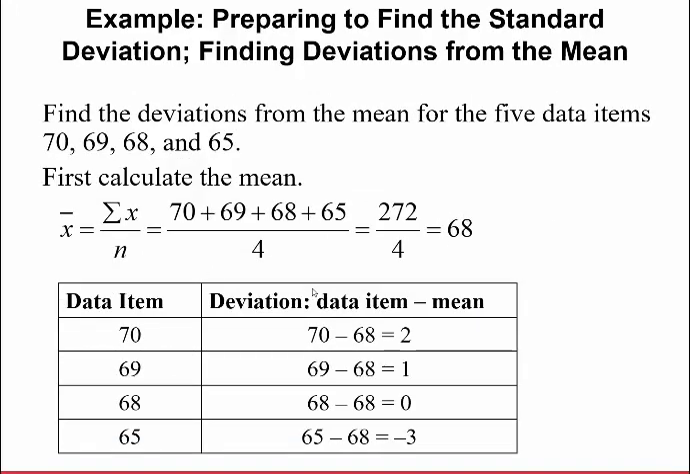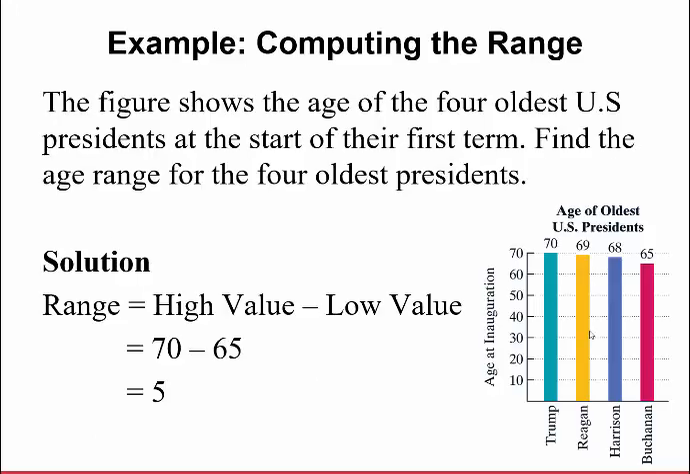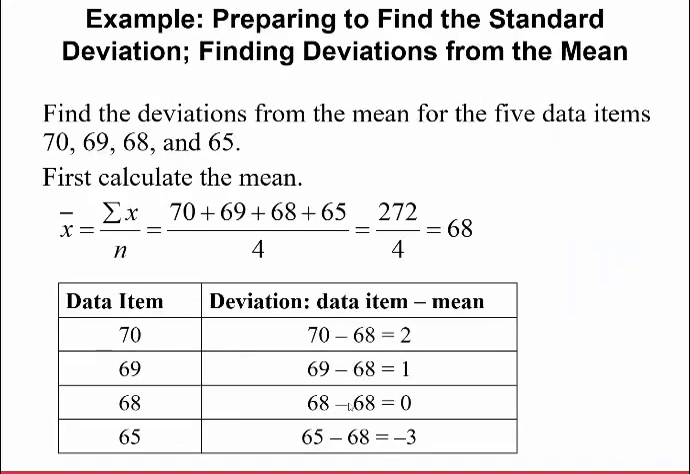Now, what is a deviation? A deviation is when you take the data item and subtract away the mean. Like Trump's age of 70. 70 minus the average age of 68 is 2. So Trump's deviation from the mean was 2. He was 2 years away from the average. Take Reagan's 69 years, 69 minus the mean, 68, you get 1. Harrison's age was 68. 68 minus the average, 68, is 0. So his deviation from the mean was 0. And Buchanan was 65 when he first got elected. 65 minus 68 is minus 3. He was 3 years younger than the mean.